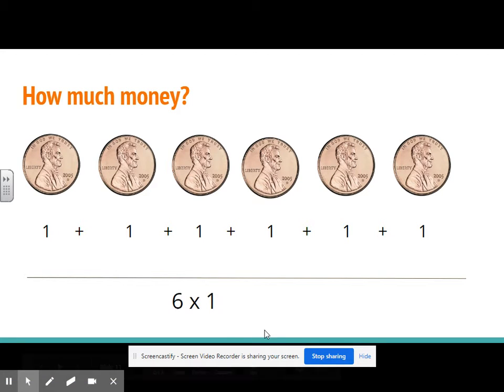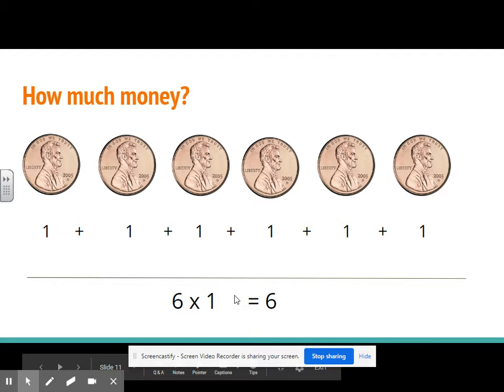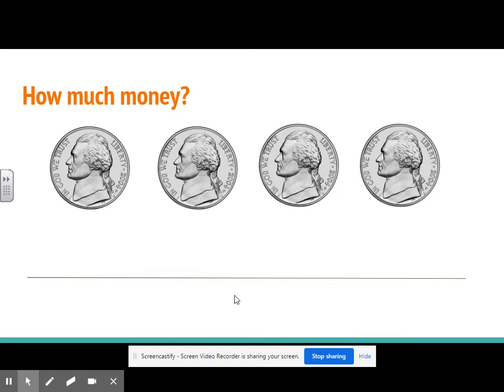Another way we can do it is to write it as a multiplication sentence. We again have 6 groups with 1 in each group. 6 times 1, it does equal 6. So here we have a total of 6 cents. Let's look at one more of these with our repeated addition. What coin is this? This is a nickel. All right, and we know that a nickel is worth 5 cents.